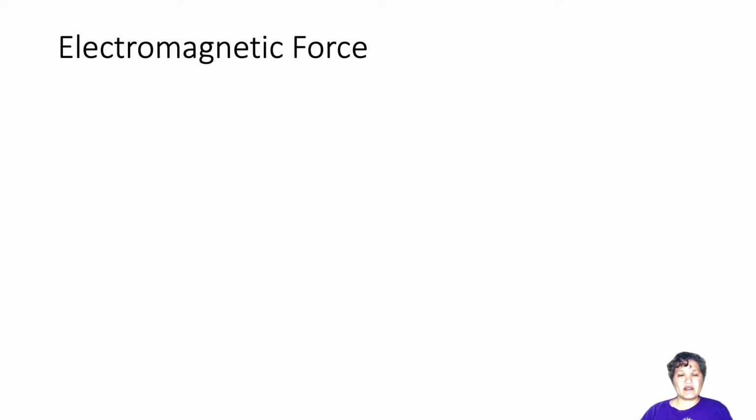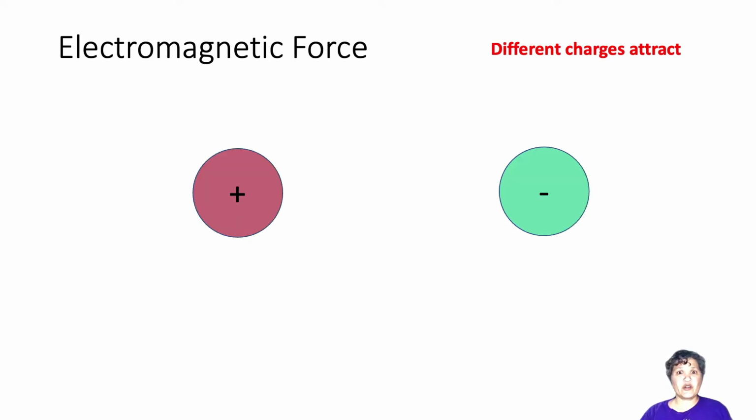By contrast, if you have charges that are different, or for magnets, poles that are different, different charges are going to attract. So they're going to pull towards each other. In the case of electrical charges, that means you're going to have one positive charge and one negative charge.